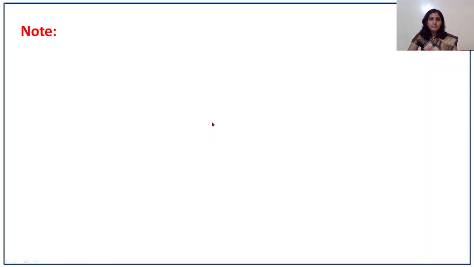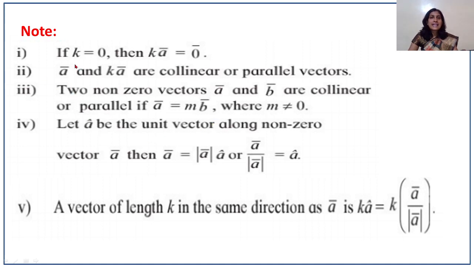Next point is notes about scalar multiplication. What is the first note? If k is equal to 0, that is the scalar is 0, then k a bar is also a zero vector. If we multiply a vector a bar by a scalar k, then these two vectors are collinear or parallel vectors. This is a very, very important property.